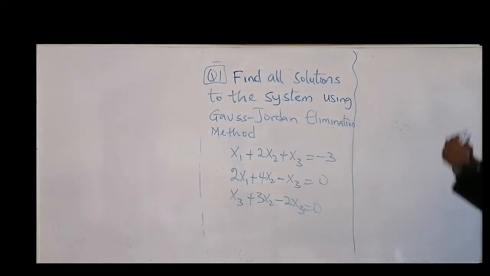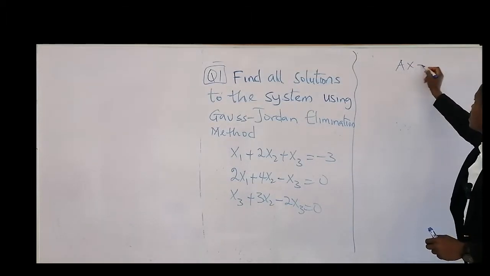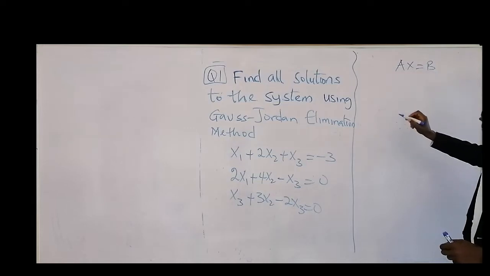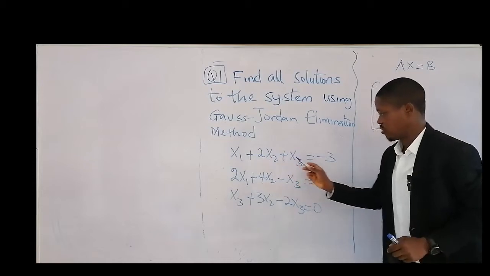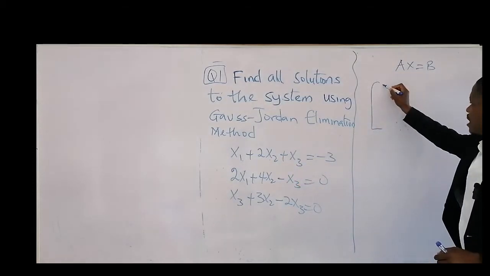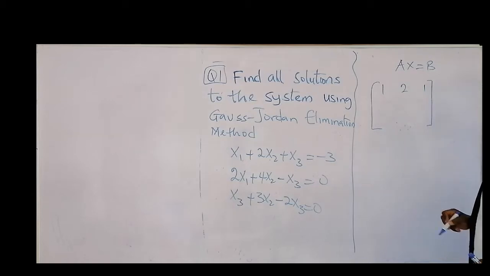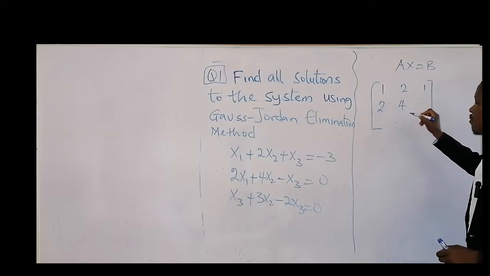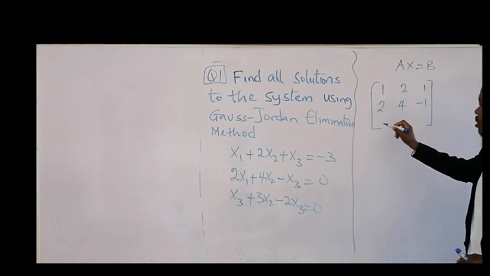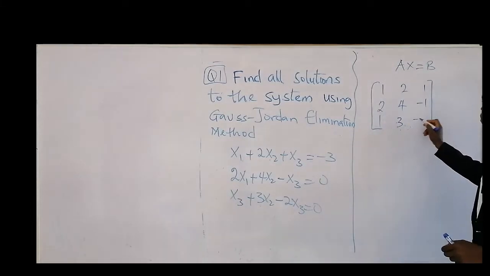Straight to solution. The first thing we do now is to write the equation in matrix form. We're going to write the coefficients of x1, x2, x3. For the first equation, the coefficients are 1, 2, 1. The second equation, the coefficients are 2, 4, minus 1. The third one, the coefficients are 1, 3, minus 2.